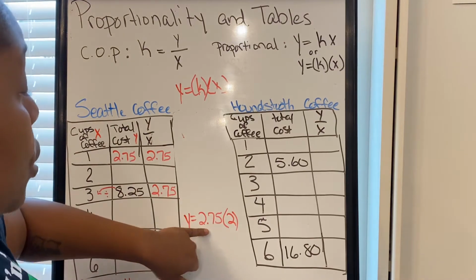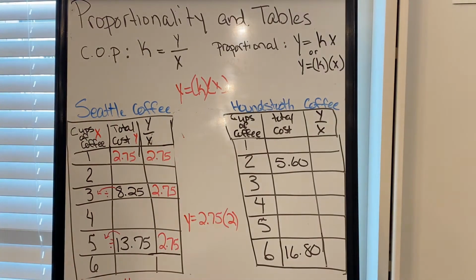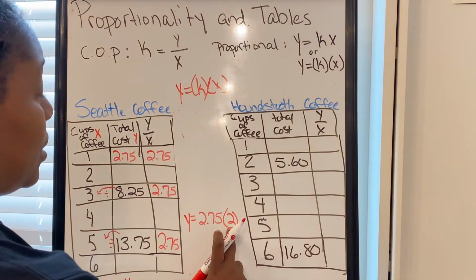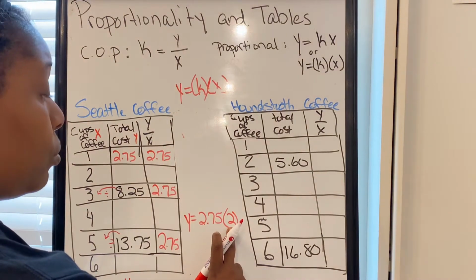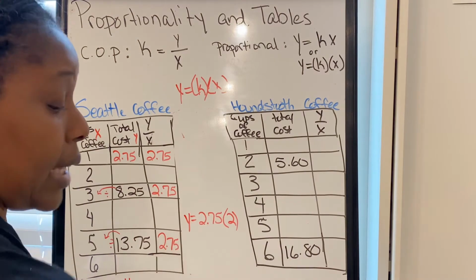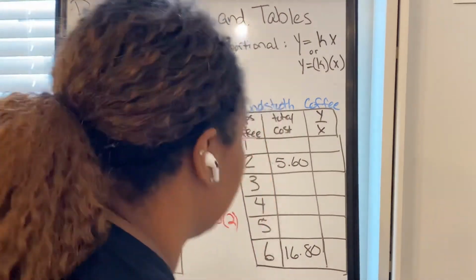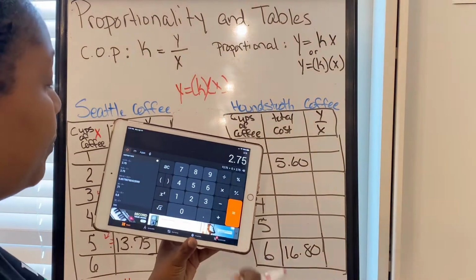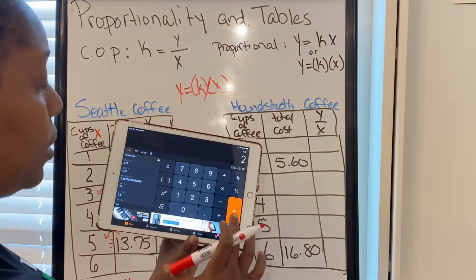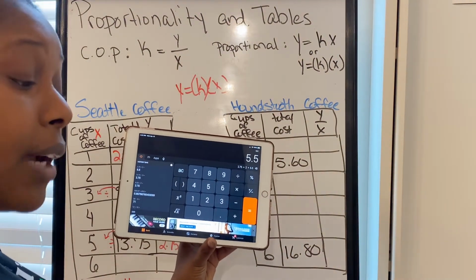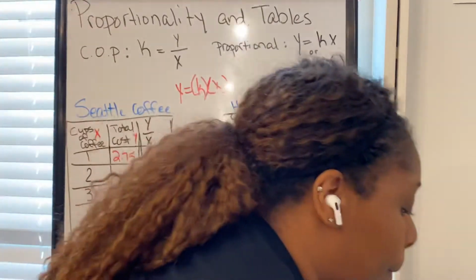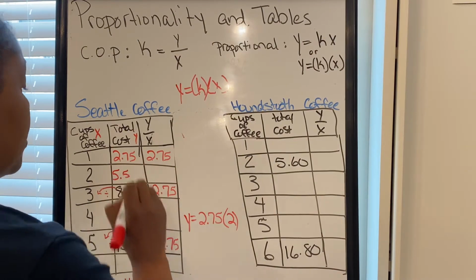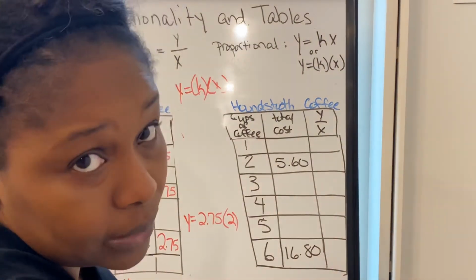You already know that $2.75 was our K. So I'm leaving that here. The next X value is a 2. Well, what's $2.75 times 2? Well, guess what? I already have my $2.75. I'm just going to leave it there. Then I'm going to say times 2. $5.50.